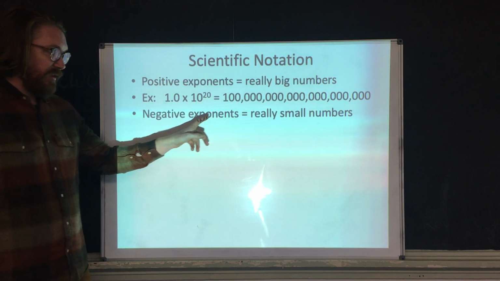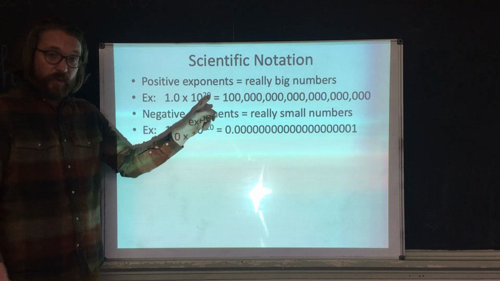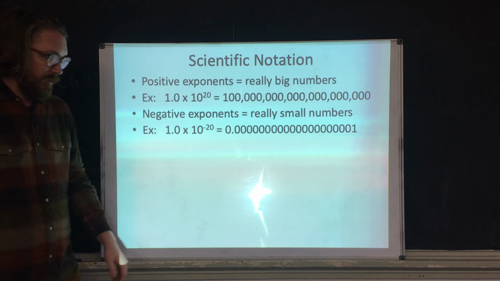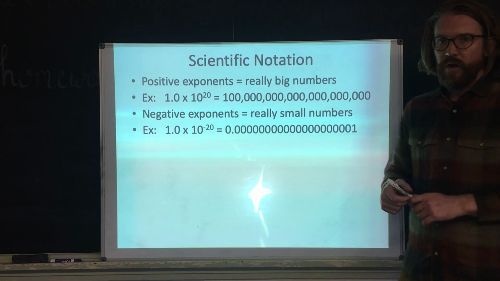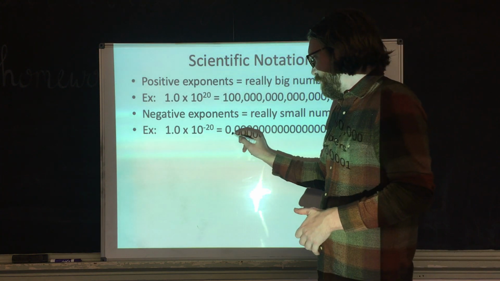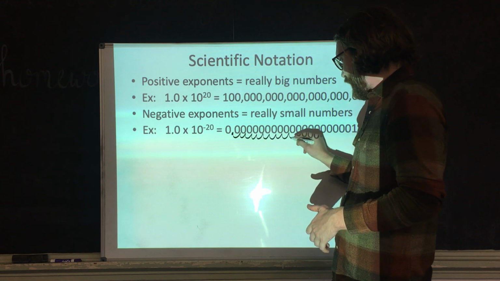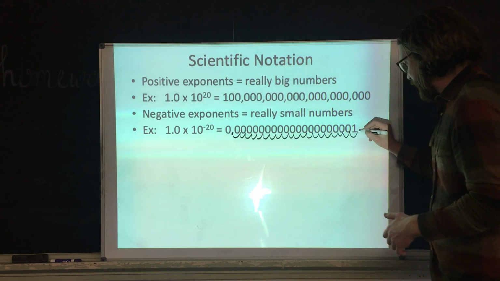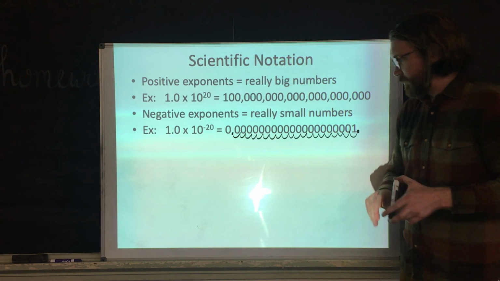Negative exponents give you really, really small numbers. So instead of 1 times 10 to the 20th, if you have 1 times 10 to the negative 20th, what we now have is 19 zeros and then 1. Why 19 zeros? Because the way this works is you move the decimal. So watch. I'm going to move the decimal 20 times. 1, 2, 3, 4, 5, 6, 7, 8, 9, 12, 13, 14, 15, 16, 17, 18, 19, 20. And the decimal, boop, is right there where it's supposed to be, behind the 1.